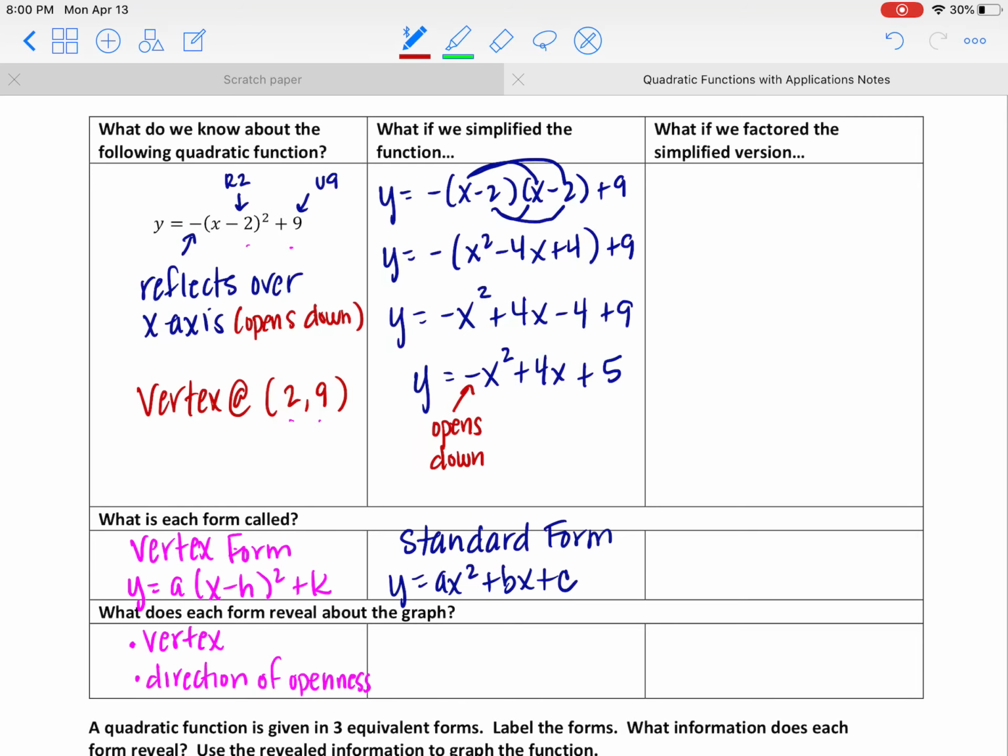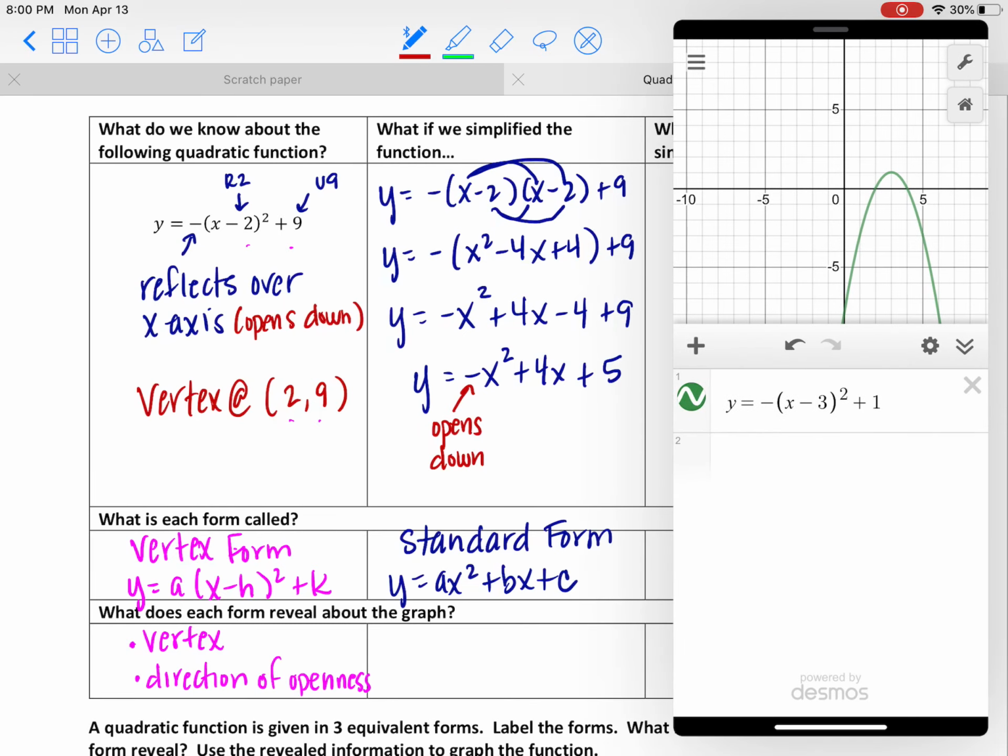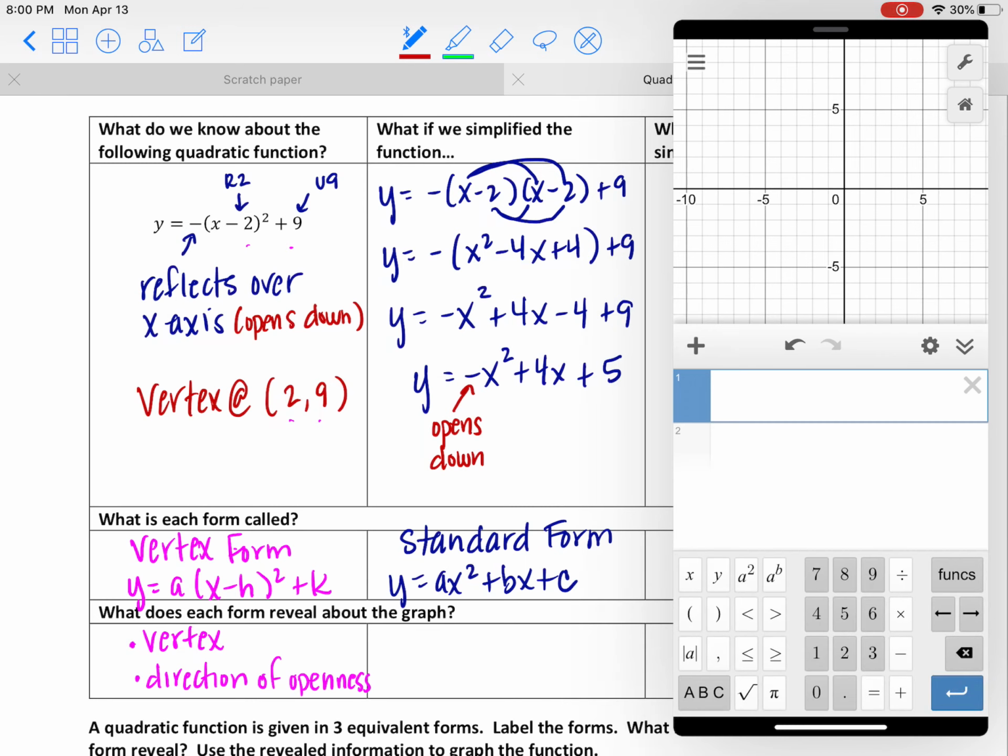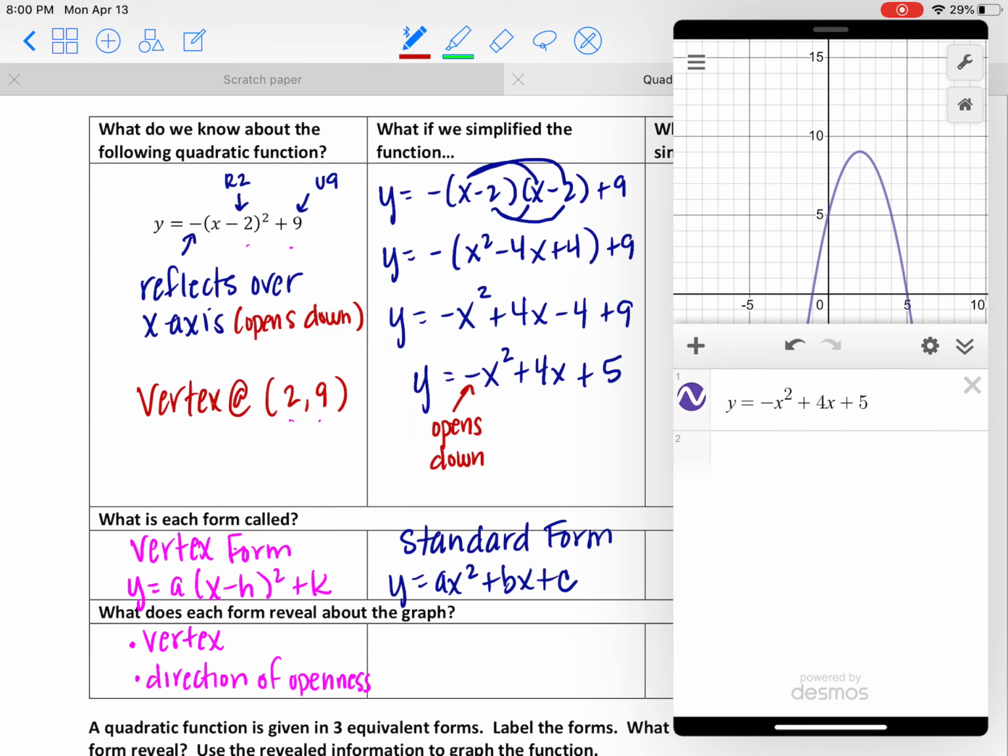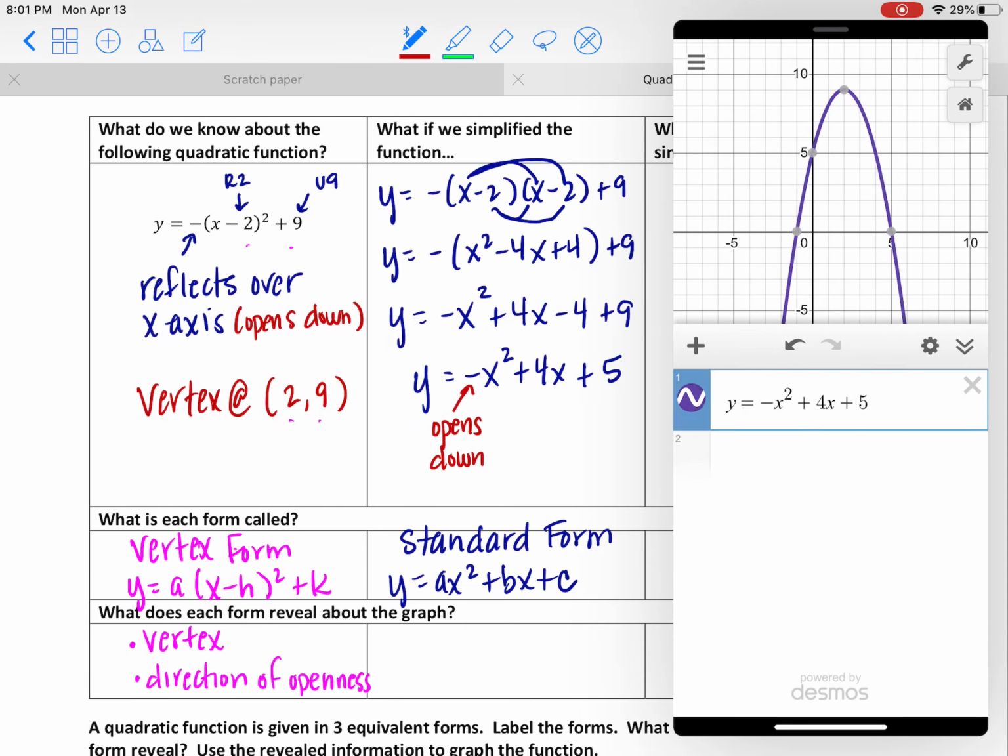But what else does it tell me about this graph? Well, let's actually look at the graph. I think you're going to see it. If we put in y equals negative x squared plus 4x plus 5, let's see if there's a connection between any numbers we see on the graph and any numbers that we see in our function. So the vertex is at (2, 9). We knew that from the other form, but from this form I don't see a 2 or a 9 anywhere.